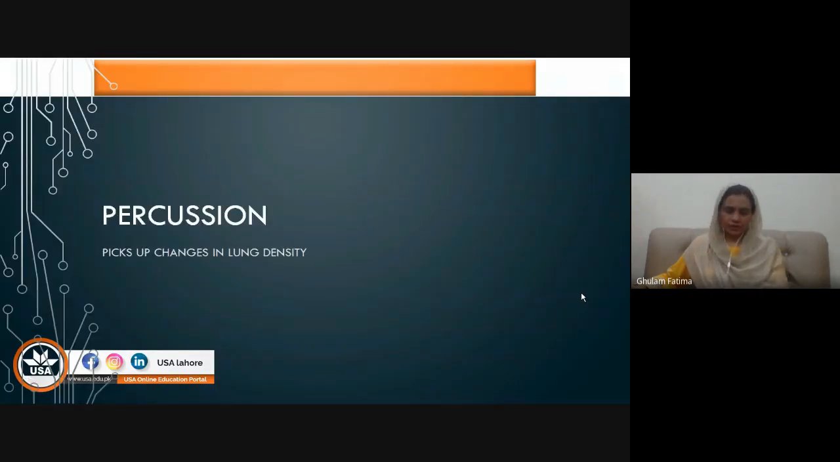Now, after that, this is the point where we need to discuss percussion. Percussion is the technique which tells you about any change, specifically when we are discussing the cardiopulmonary system and chest examination. It tells you about any change in lung density. Percussion is also performed for the abdominal viscera, but our main concern here is the lungs, lung density, and the changes in percussion note that result from percussion of the lungs.